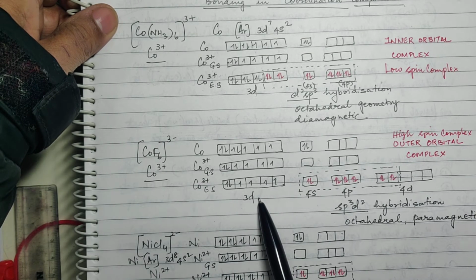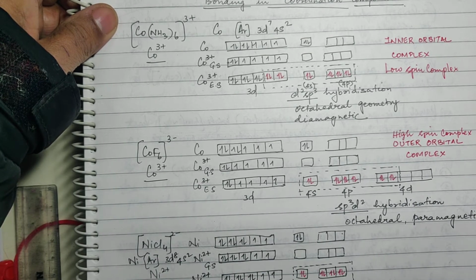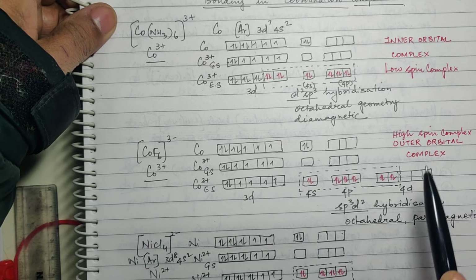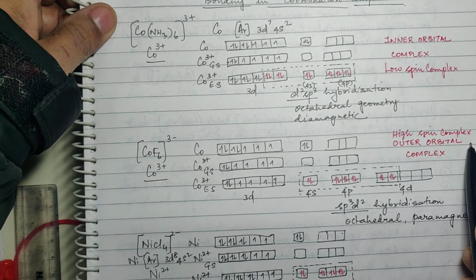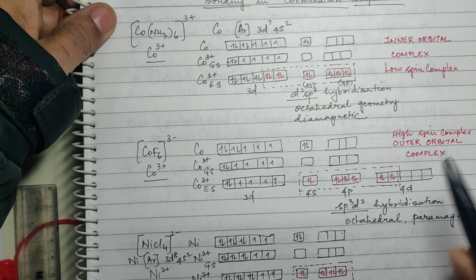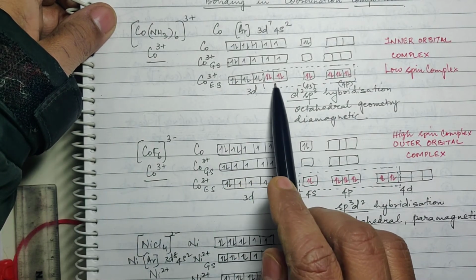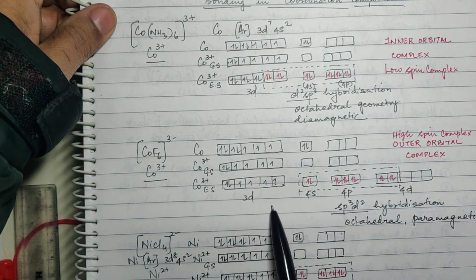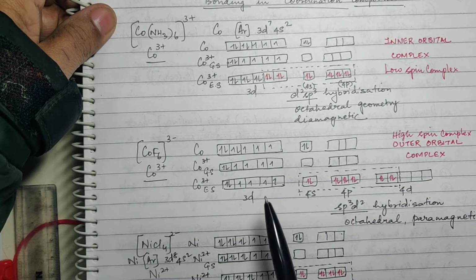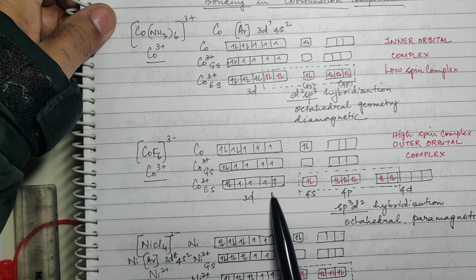3d is not participating, and 2 orbitals of 4d are participating. So you call this complex an outer orbital complex. Now how did they find out, or why is it that in this case 3d orbitals are used, and in this case 3d is not participating?